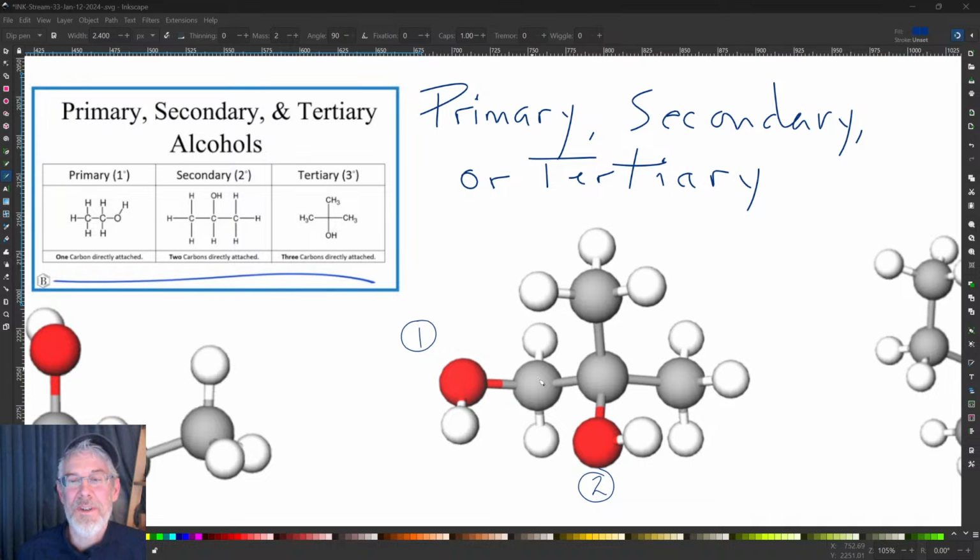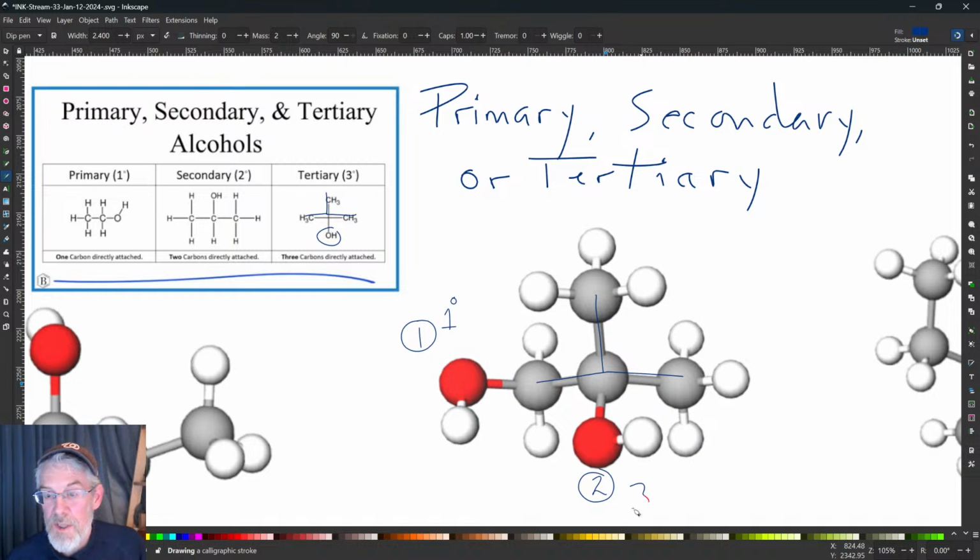All right, so let's try this one. You should see right away here, you just have one carbon attached to the carbon. So this is a primary. You can even just write it like 1 with a little degree symbol there. Here we have 1, 2, and then like this here. So here's our OH, and this carbon has carbon, carbon, carbon. So this is a tertiary alcohol down here.